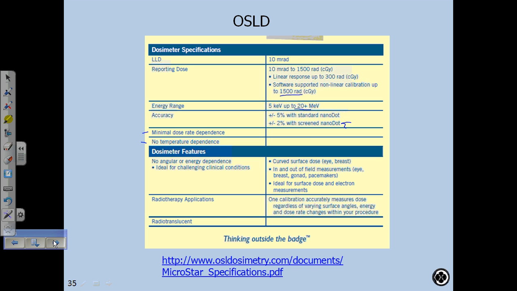Ideal for challenging clinical situations. Let's see, what else is important here? One calibration accurately measures dose. Okay. Radio translucent. Okay.